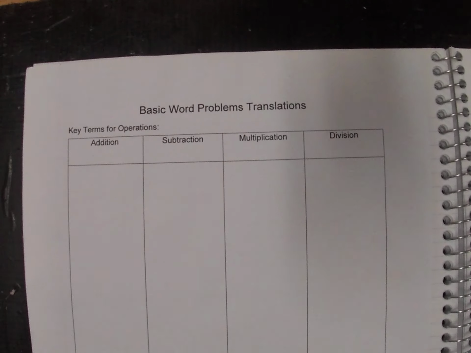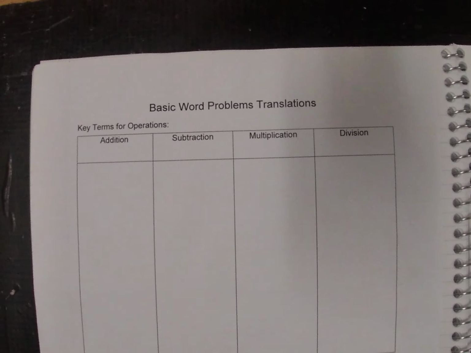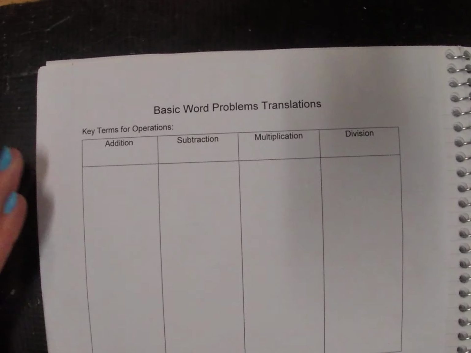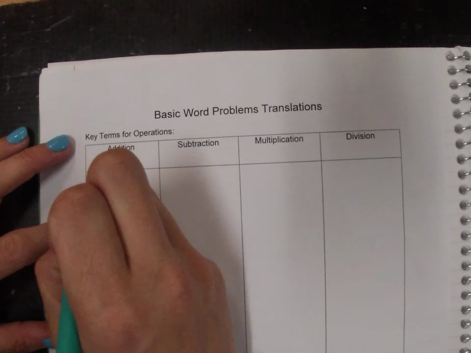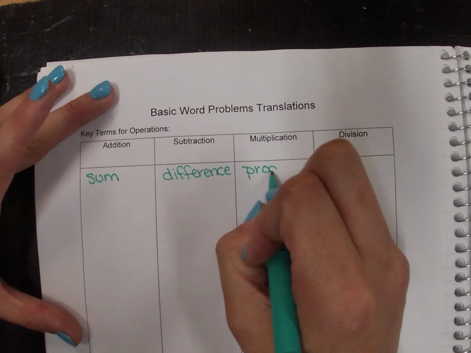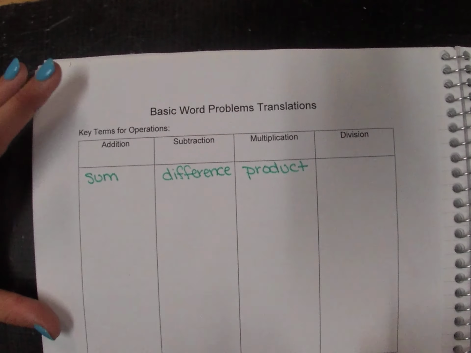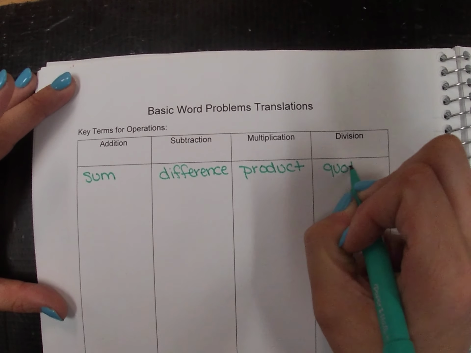Okay, and today we're just looking at exactly that, basic terms that we use for word problems. So what are verbal words that we can use to represent mathematical operations? Okay, so we have multiple things. We have our basic key terms that we use. So for example, we know that addition is sum. Subtraction is difference. Multiplication is product. And division is quotient.